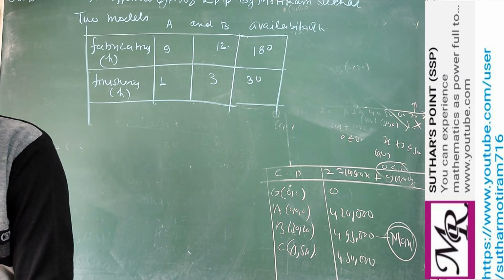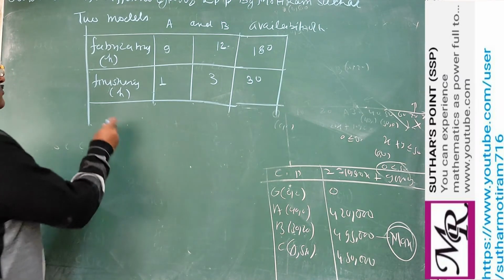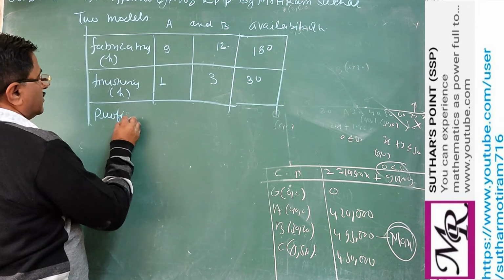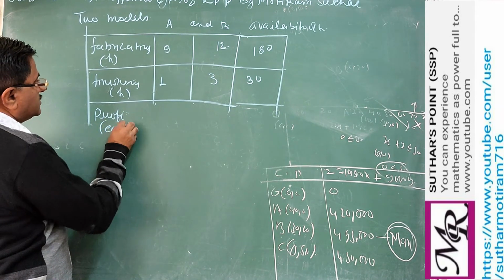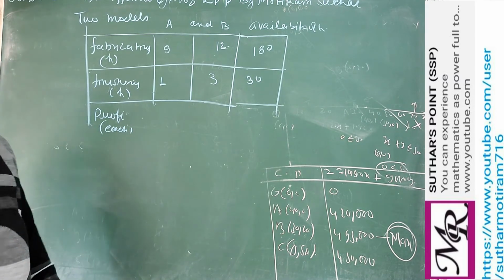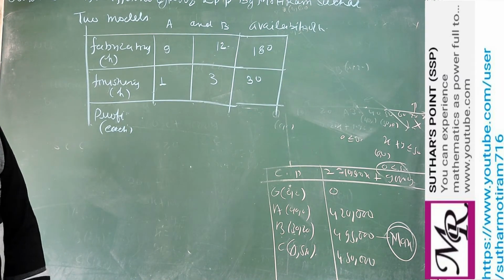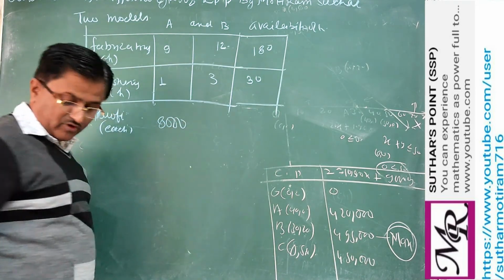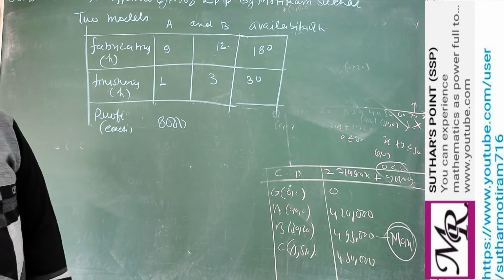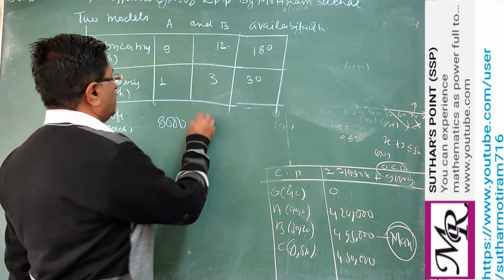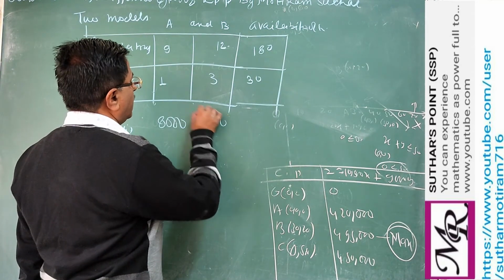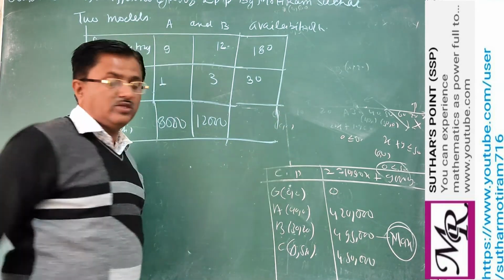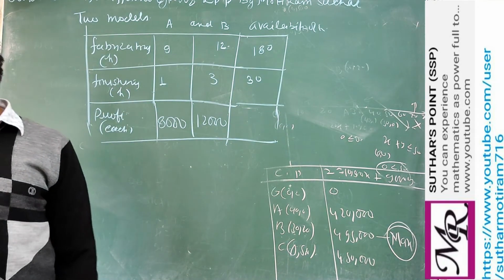The company makes a profit of rupees. Now we are given the profit for each piece. For the first type of model it is rupees 8,000, and for the second type of model the profit for each item is 12,000. So we write all this information in the form of a table.